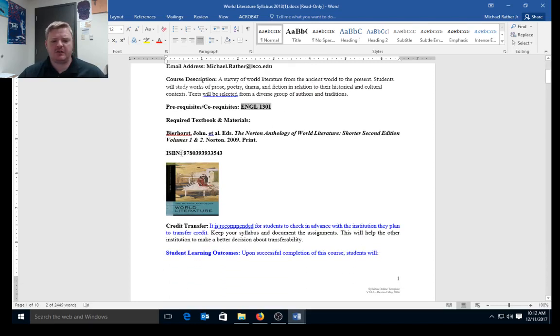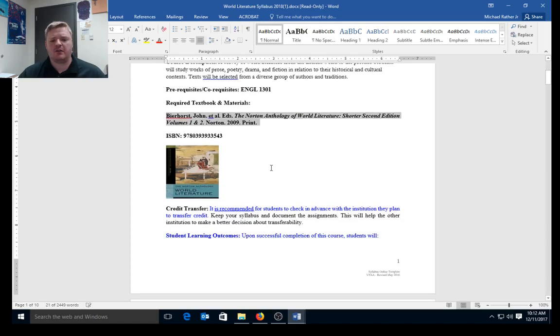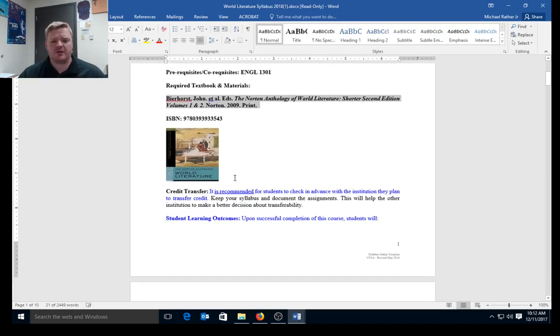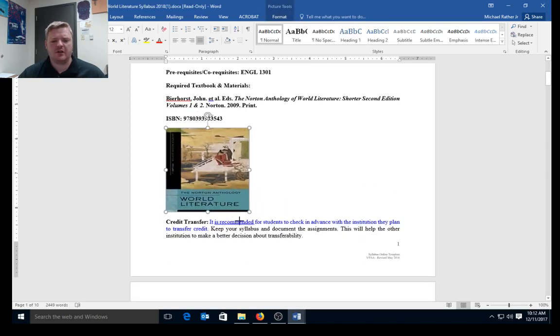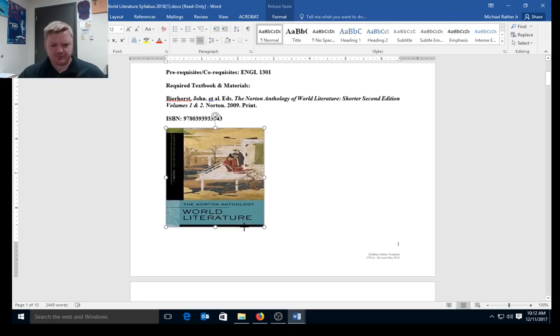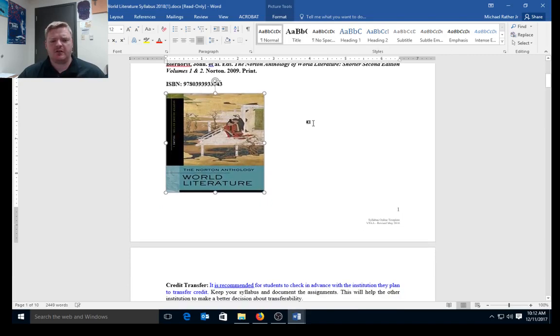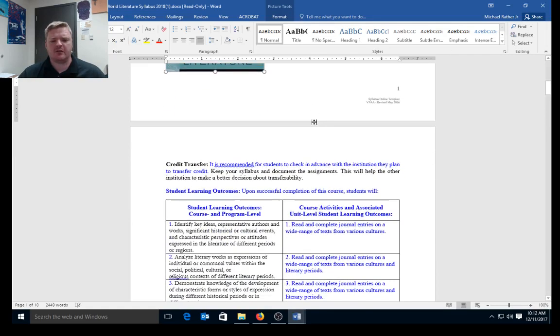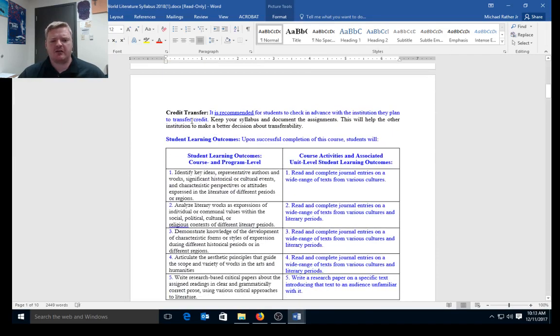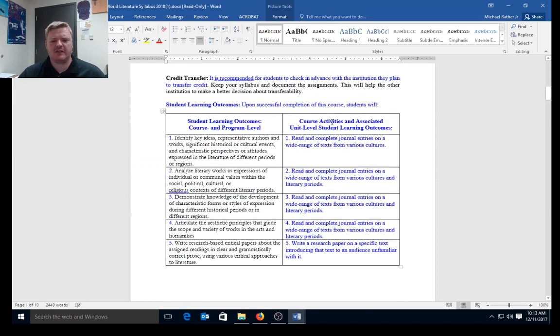This is our textbook with the ISBN. You need both volumes because you're going to do a research project with volume 2, and we're going to use volume 1 for most of our discussions. And this is a picture of what the textbook looks like. That's also posted on the Blackboard page, so you can see that again. So of course there's some information about credit transfer. I don't need to read that to you.